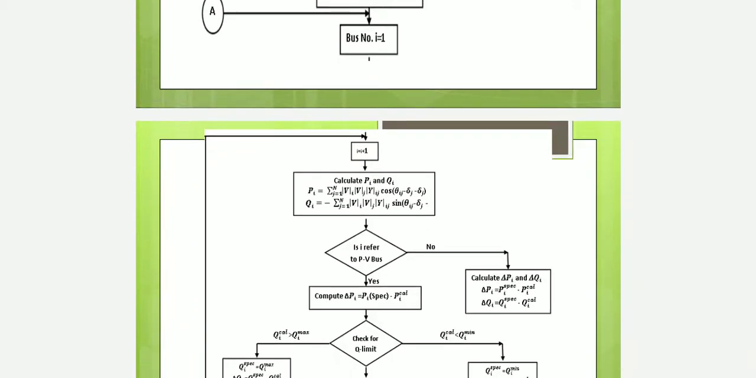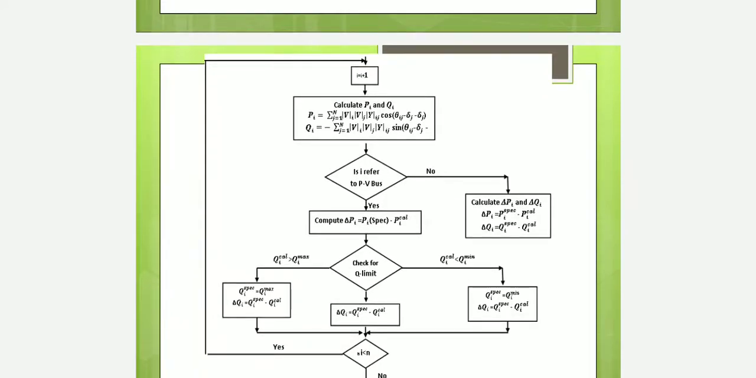You need to calculate the values of Pi and Qi, that is P1 and Q1, based upon the given equations, where P1 is the active power of the first bus and Q1 is the reactive power of the first bus, and you need to continue the procedure for all the buses which are present in the given system.